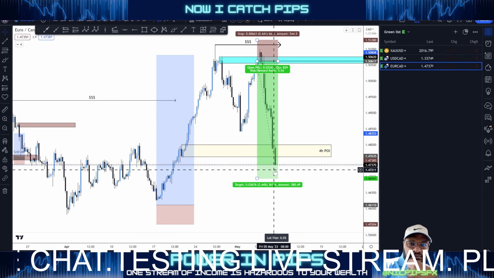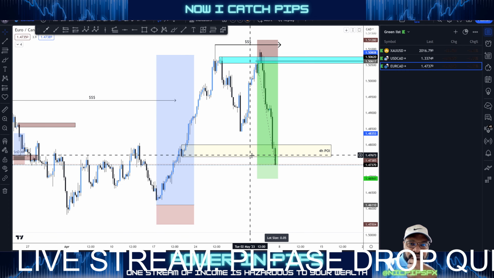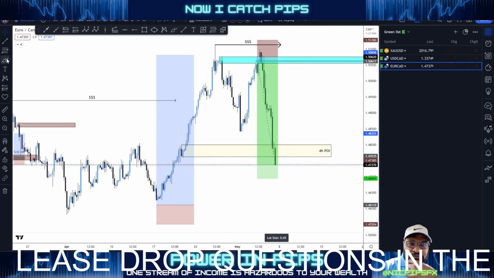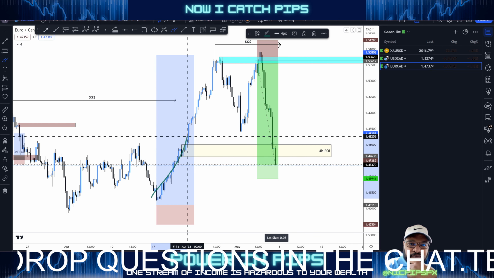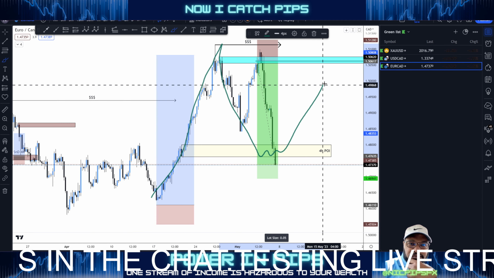And then of course the end of the week closed, so I wanted to go ahead and take my money. And as you guys can see, I had a 4-hour point of interest marked up where I was thinking maybe price after coming here would come down to here, hit this level, and then start to go back up.